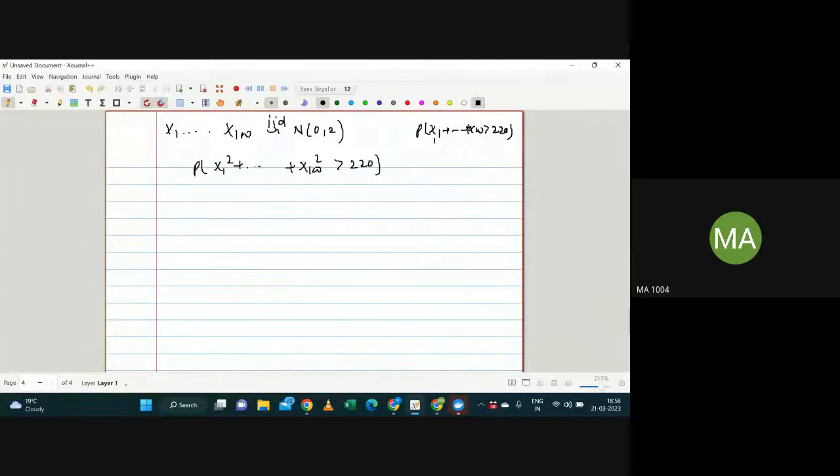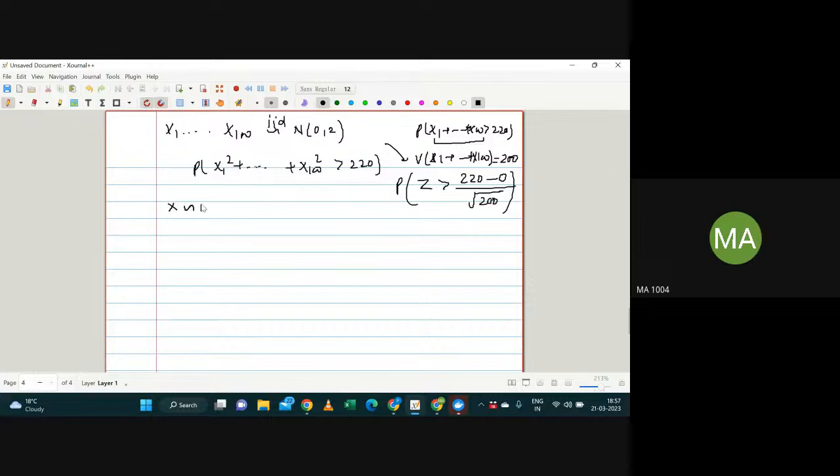What will be the expected value of x1 plus up to x100? 0, right? Similarly, variance will be 200, since each variance is 2. So what you can do in those situations? Let's say this is z. This should be greater than 220 minus 0 divided by square root of 200, right? Yes, sir. These things we have to do, but here we have been given the squares.